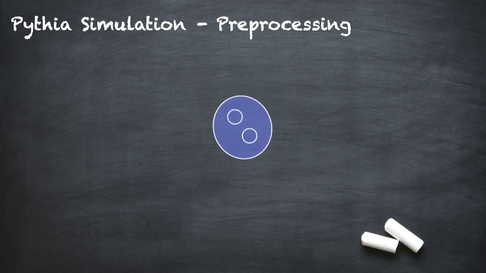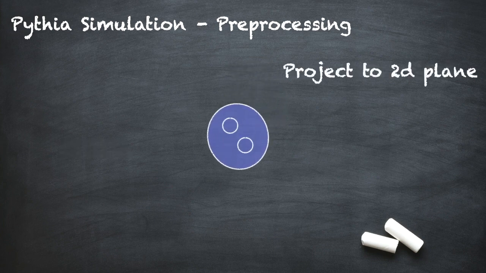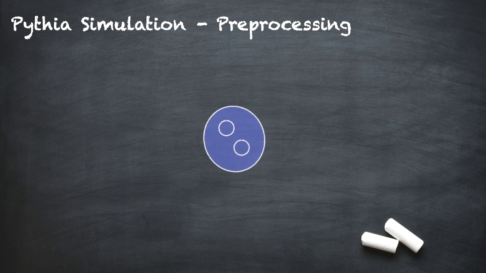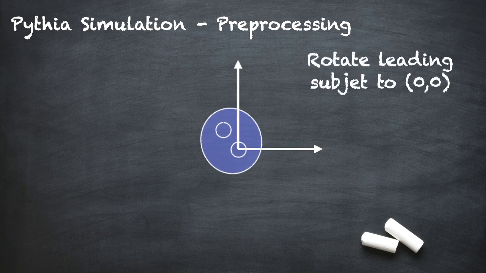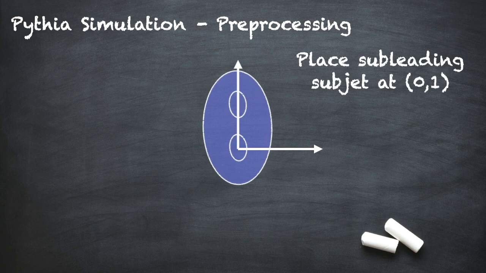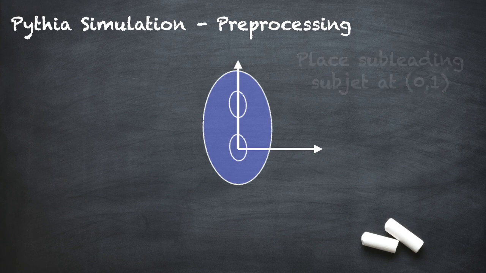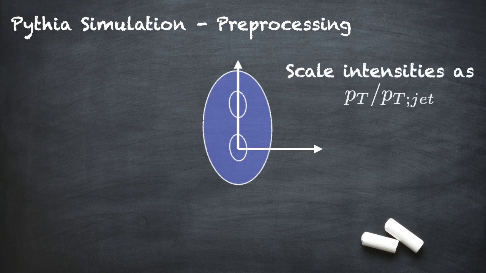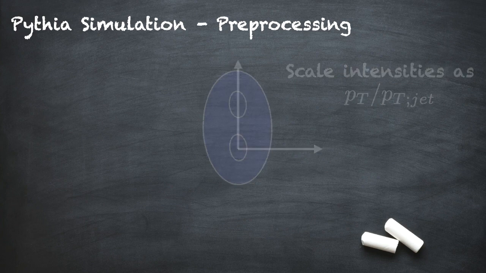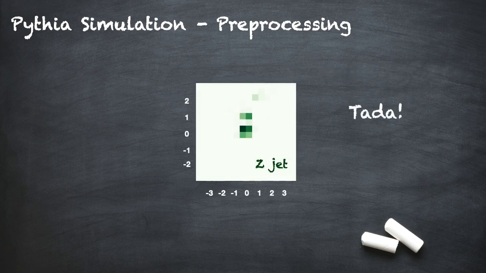The particles inside the jet are then projected onto the eta-phi space, and the leading subjet is centered at the origin. Then the particles are rotated and the distances between them are scaled such that subjet 1 is located at 0, 1. The intensities are normalized to the transverse momentum of the jet, giving us the jet images.